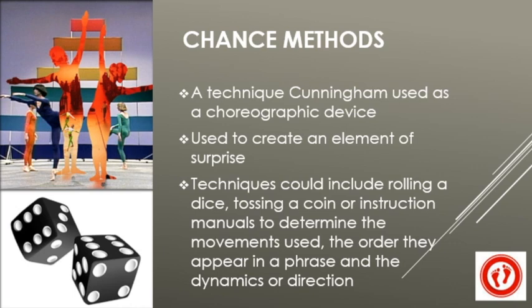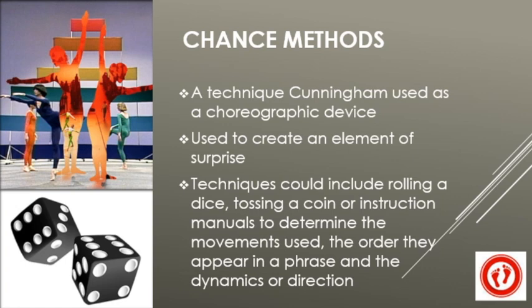So let's have a look at what choreographic approach Cunningham often used, called chance methods. This was a technique that he used as a choreographic device, and he used this to create an element of surprise. So his audience didn't necessarily know, nor his dancers, what was coming next.